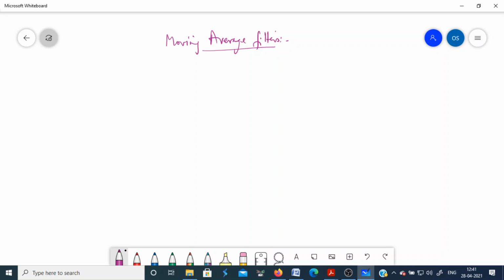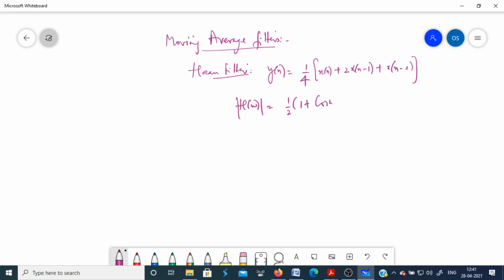Okay, we were discussing the moving average filter. So we have discussed the Hann filter, or the Hanning filter, which was y[n] = 1/4 (x[n] + 2x[n-1] + x[n-2]). When we computed its frequency response, it was 1/2 (1 + cos omega), and the phase response for this filter was minus omega.